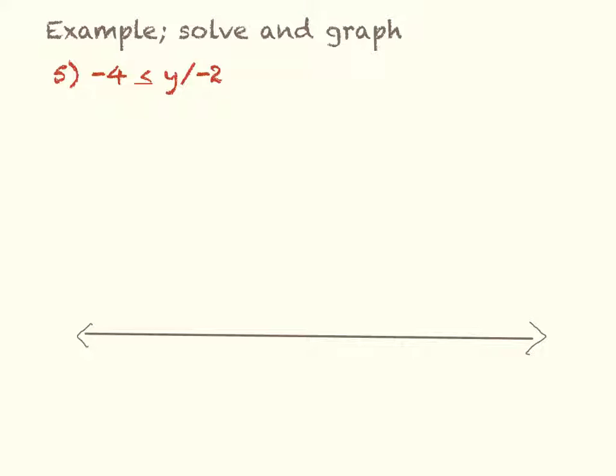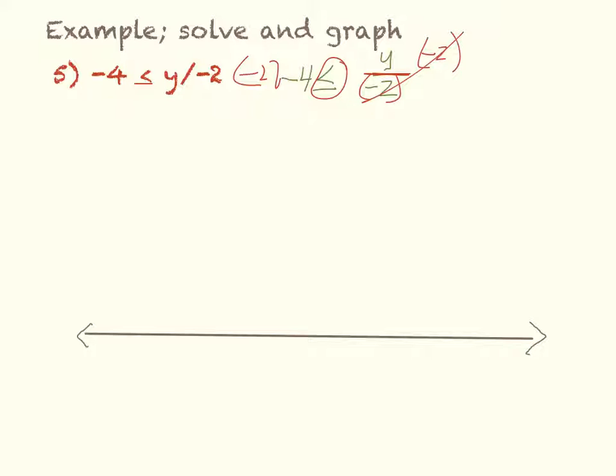For this next one, we have negative 4 is less than or equal to y divided by negative 2. Okay, so I have to solve this. So to solve, I have divided by, so the opposite of divide is multiply. Multiply by a negative 2. Now I'm multiplying by a negative, so I have to flip my sign.